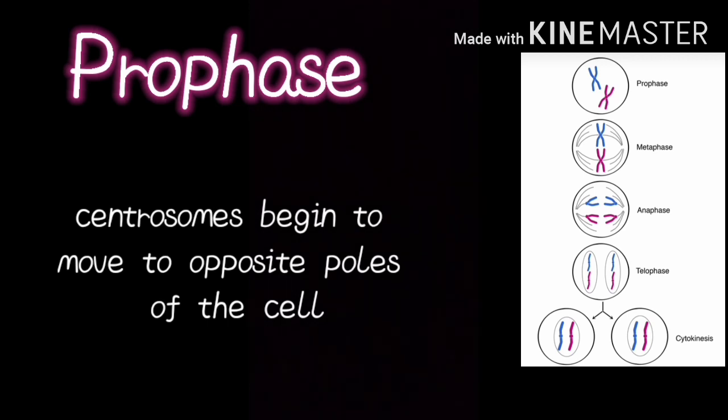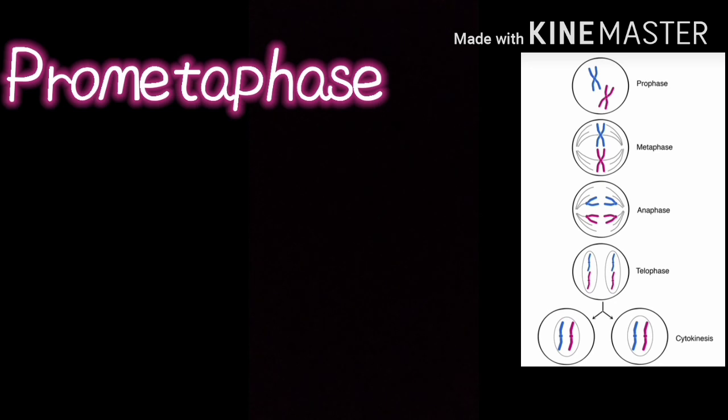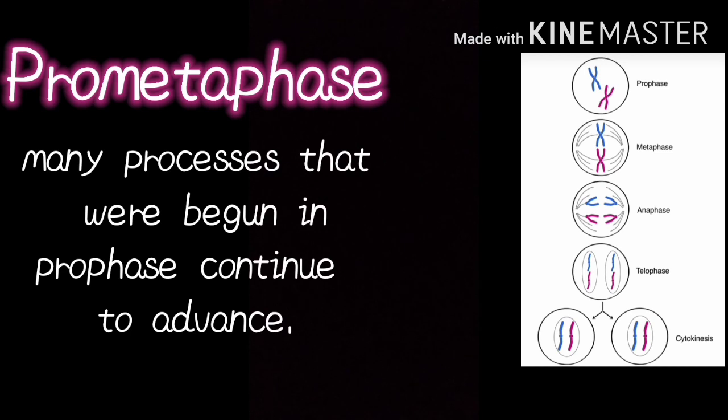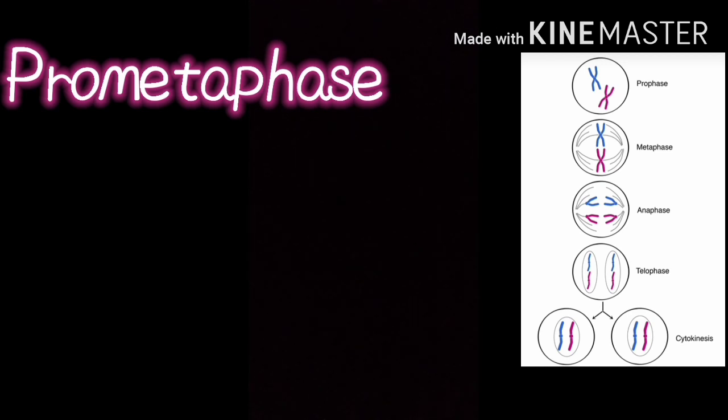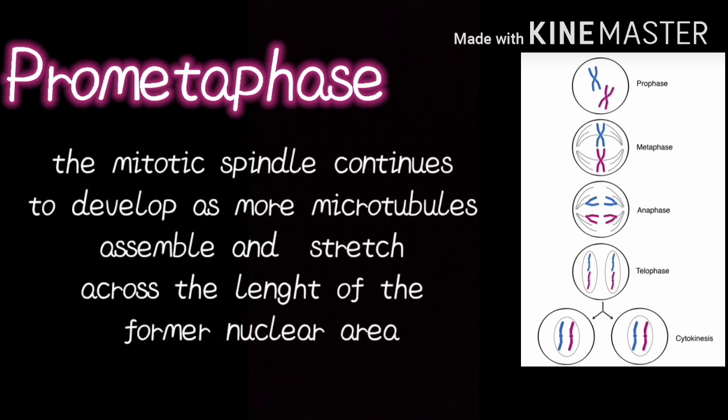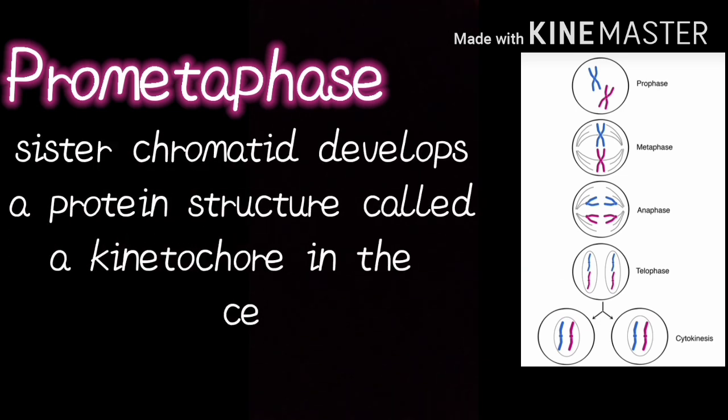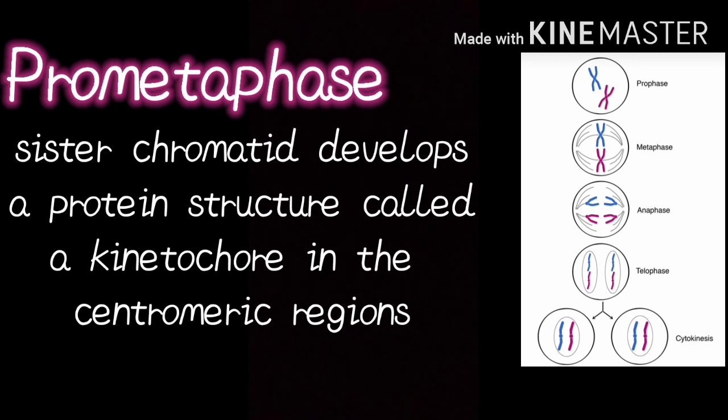Prometaphase. During prometaphase, the second phase, many processes that were begun in prophase continue to advance. The remnants of the nuclear envelope fragment, and the mitotic spindles continue to develop as more microtubules assemble and stretch across the length of the former nuclear area. Chromosomes become more condensed and discrete. Each sister chromatid develops a protein structure called the kinetochore.